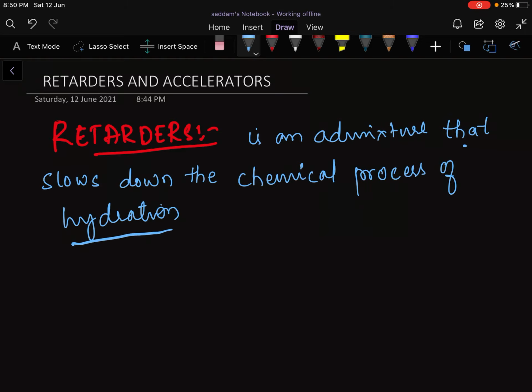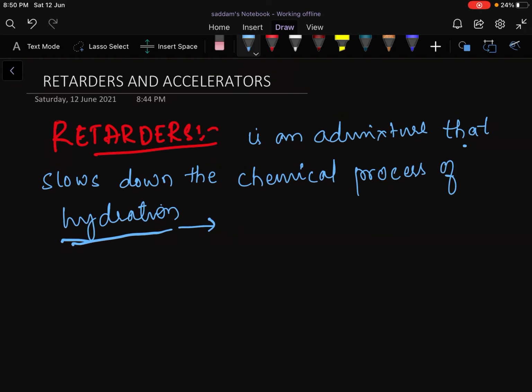Now hydration, what is hydration? We have discussed. Hydration is nothing but when the cement and water come in contact with each other, there is a liberation of a huge amount of energy. Okay. So by that process, the majority of the chemical reaction in cement takes place and the strength in concrete is achieved. Okay. So the hydration process is very important. Now what is the function of retarders? It is an admixture that slows down the chemical process of hydration.